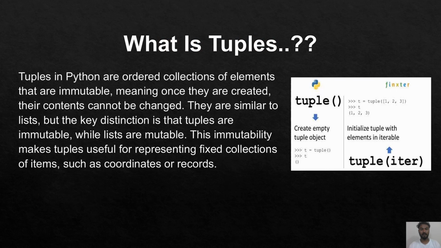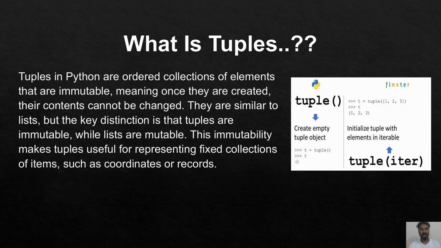What is a tuple? Let's start by defining what a tuple is in Python. A tuple is an ordered collection of elements. One key feature of tuples is that they are immutable, meaning once they are created, their elements cannot be changed. Tuples are represented by parentheses in Python code, with elements separated by commas.